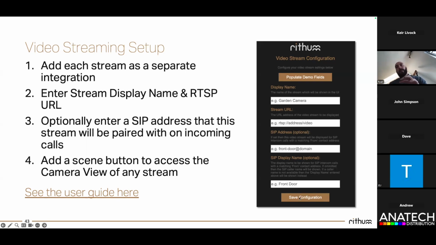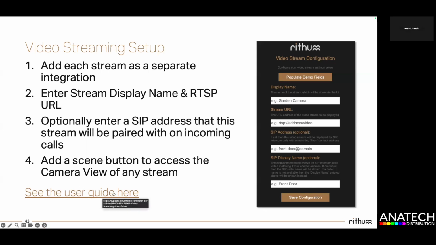Once you've saved that configuration, you will then be able to add a scene button to access the camera view of any stream if you want to. You could add that as a single scene, or you could add it as part of a list, so that you can condense all of your cameras into a nice list, and the customer can access them there. Again, there's a user guide there that's hyperlinked, so you can see that in your own time.